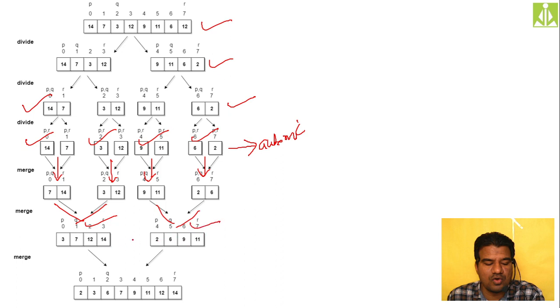Now finally combine these two, and when you are combining these two, just make sure that all elements are in sorted order. So 2, 3, then we have 6, 7, and then we have 9, 11, then we have 12, 14. Likewise, we combine, and this will become the final solution of the big problem.